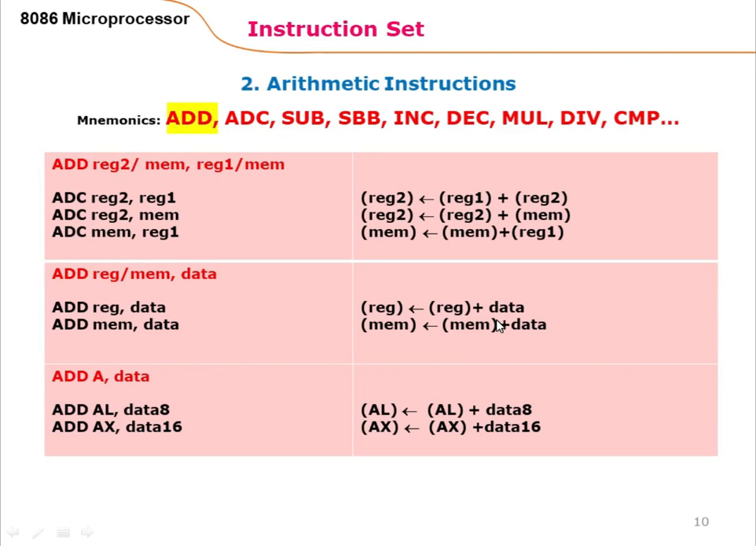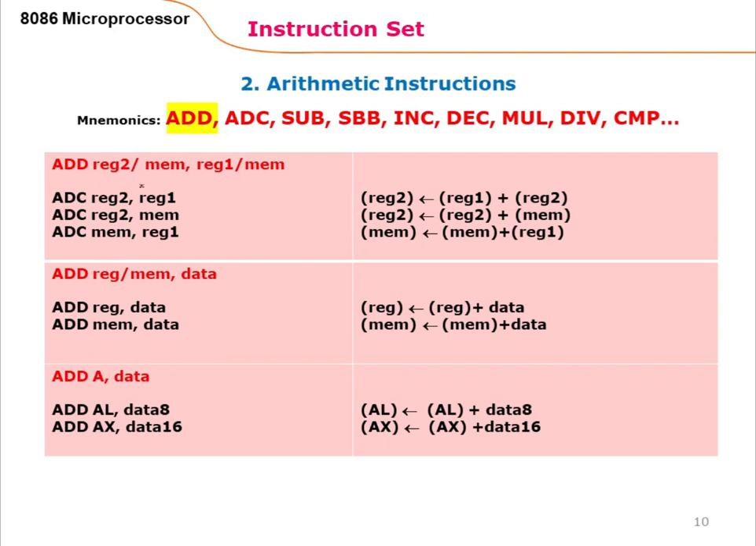Now we'll look into the arithmetic instructions. These are the different arithmetic instructions: ADD, ADC, subtraction, SBB. The first arithmetic instruction is the ADD instruction. The ADD instruction is used to add the operands. The two operands may be register or memory, but both cannot be memory. One can be register and one can be memory, as we have seen.